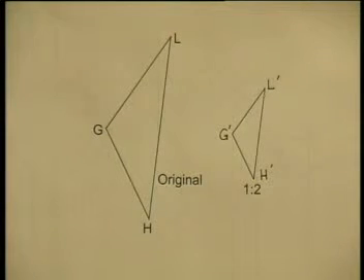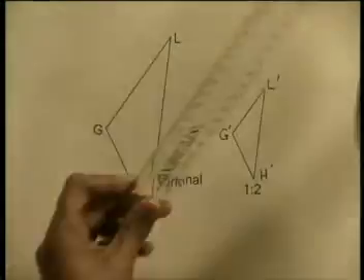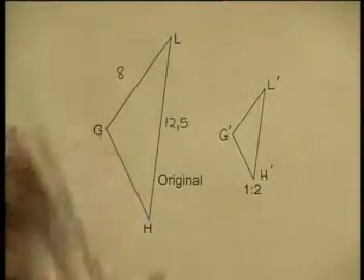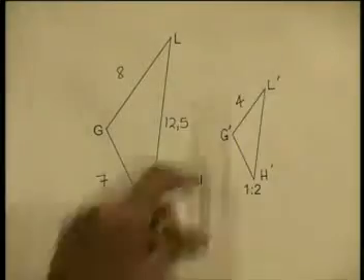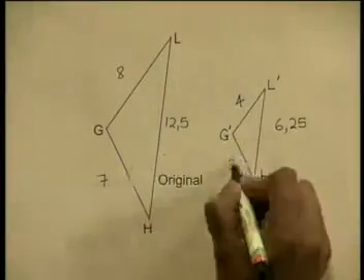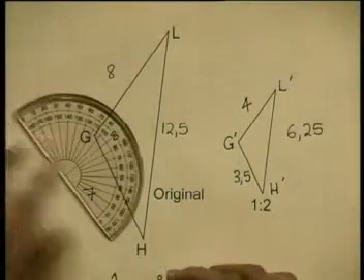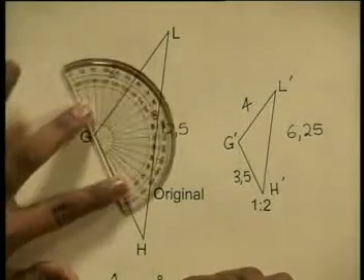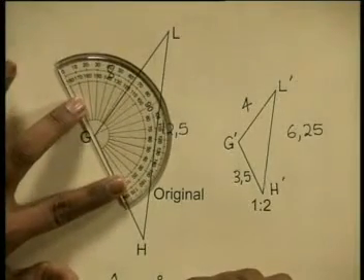Let's measure the sides and angles in both our triangles and then write down our results. Now we'll take our protractor and measure the angles. We'll start off with angle G.